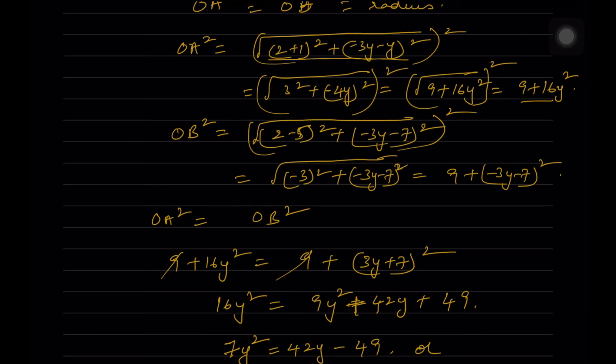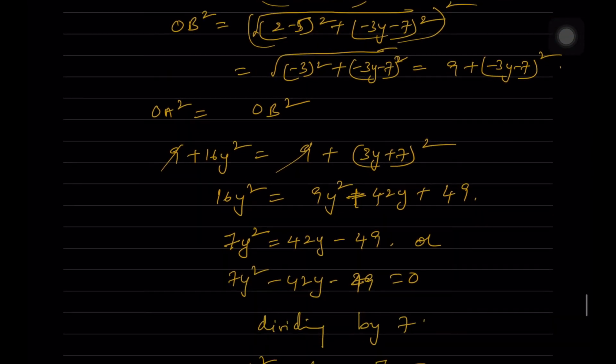This is 9 plus 16y square. This value we got here. So therefore here you are getting OA square is equal to OB square. 9 plus 16y square is equal to 9 plus 3y plus 7 whole square. I took out minus 1 common. So minus 1 whole square, you will get inside 3y plus 7 whole square. So 16y square is equal to, if you whole square this, you will get 9y square plus 42y. That is a square plus b square plus 2ab I was doing. So you got this as the answer here.